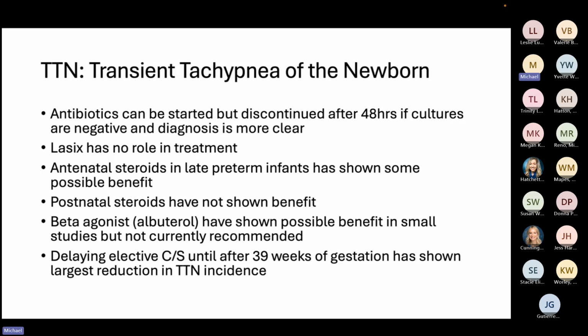Antenatal steroids in late preterm infants have shown some possible benefit, but when deciding on antenatal steroids in late preterm infants, it's really a risk-benefit analysis because antenatal steroids have some side effects for the mom. And so in a very premature infant, an infant below 34 weeks, the benefits far outweigh the risk. So the benefits to the baby far outweigh the risk to the mom.